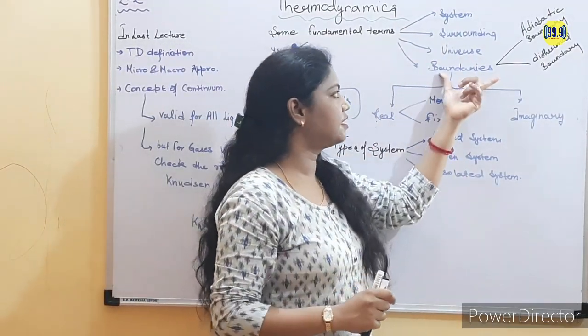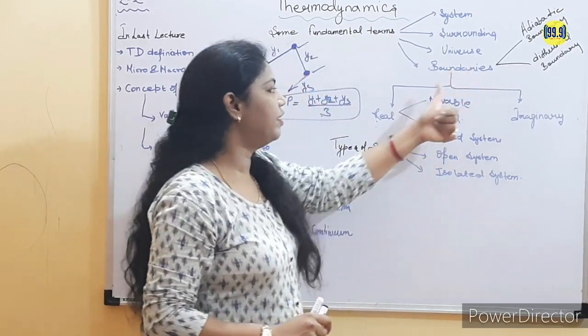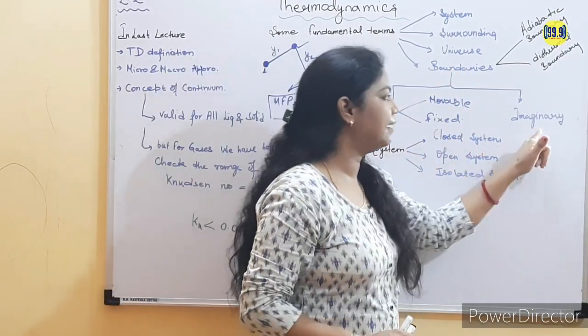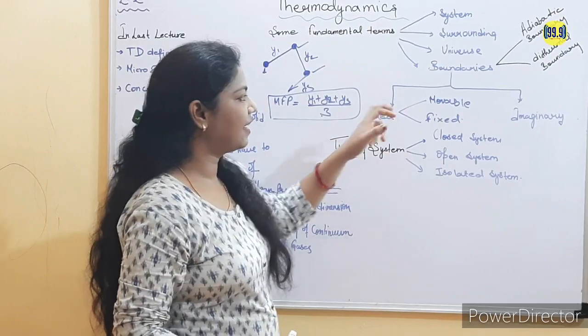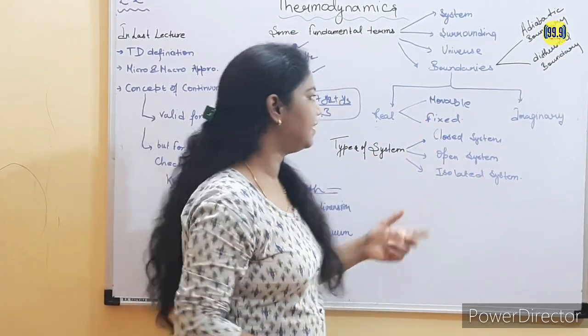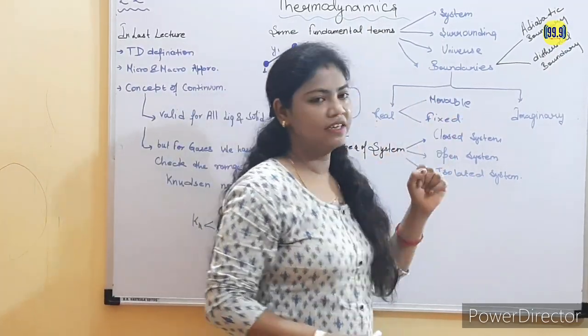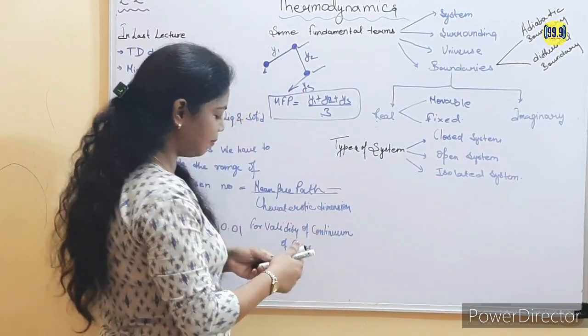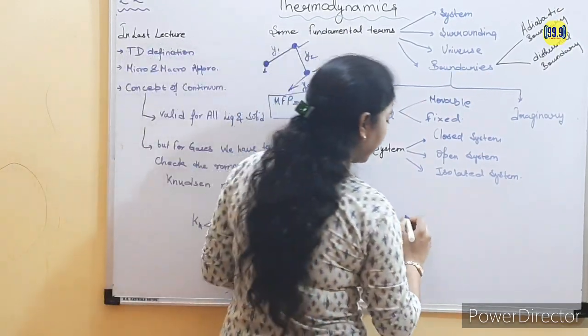And then we discuss the boundary. Boundaries are of two types, real and imaginary. Real is again divided into two categories, movable and fixed. What is a movable and fixed type of boundary? Suppose we have a container.